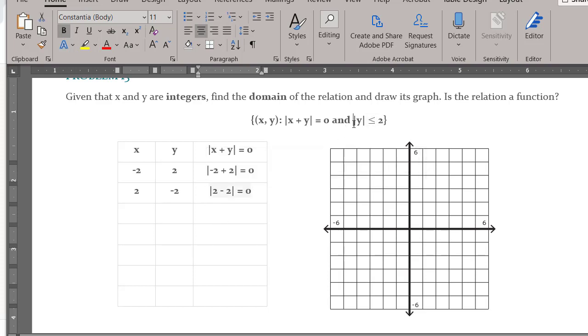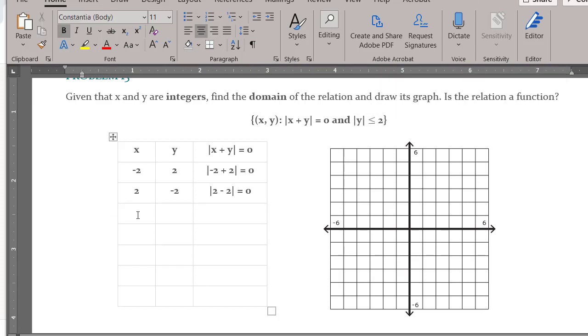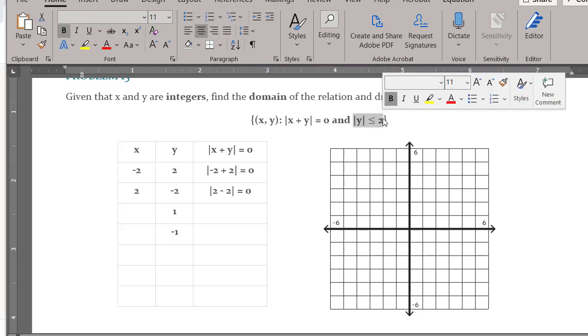Okay, are we done? Is there no other choice, or are there other choices for y? Well, I think there is, right? So I'm going to choose 1 and negative 1 for y because I think that satisfies the limitation: the absolute value of 1 is less than 2 and the absolute value of negative 1 is less than 2. So I could choose that y.